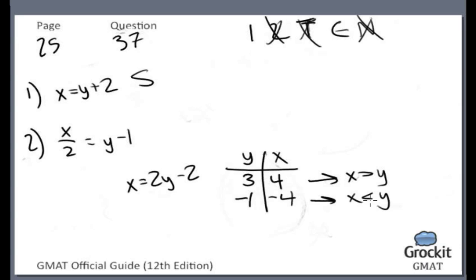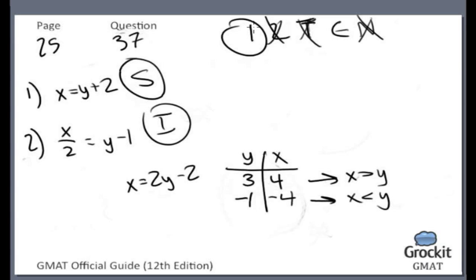Depending on the value of y with statement 2, the answer is yes or no, and that's never sufficient for a yes-no question, because the question was, is x greater than y? Statement 2 is not sufficient to tell us. So it is, in fact, choice A, statement 1 on its own is sufficient.